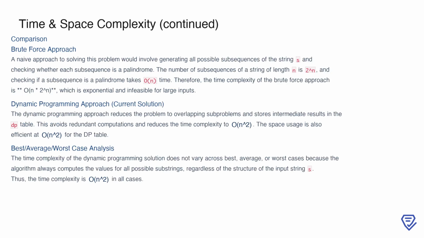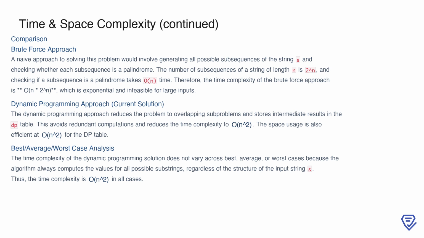To better appreciate the efficiency of the dynamic programming solution, let's compare it to a brute force approach. A naive solution would generate all possible subsequences of the string s and then check each one to determine if it is a palindrome. The number of subsequences of a string of length n is 2^n, and checking if a subsequence is a palindrome takes O(n) time. This results in an overall time complexity of O(n * 2^n), which is exponential and impractical for large inputs.